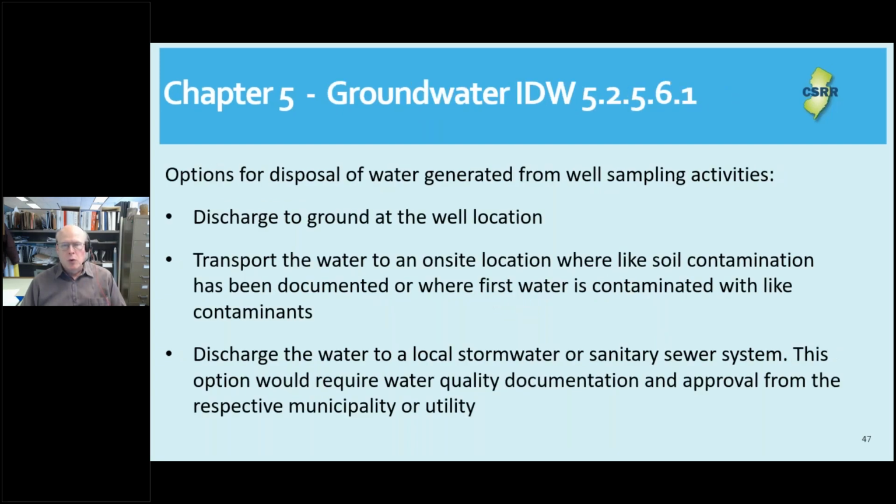General options for the disposal of water generated from well sampling include discharging the water to ground at the well location. Where the well location is not amenable to a discharge to ground, you can transport the water to an on-site location and discharge the water where like soil contamination has been documented or where first water is contaminated with like contaminants. You may be able to discharge water to a local stormwater or sanitary sewer system. While not specified in the Field Sampling Procedures Manual, it is important to note that this option would require water quality documentation and approval from the respective municipality or utility. Next slide, please.